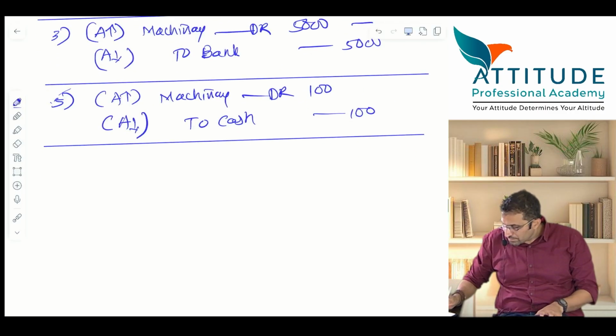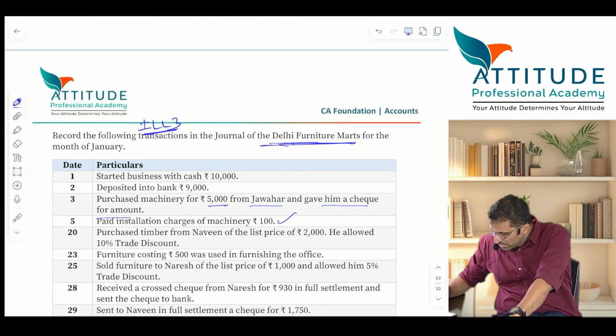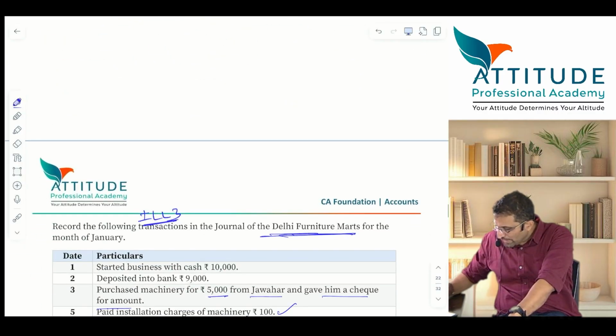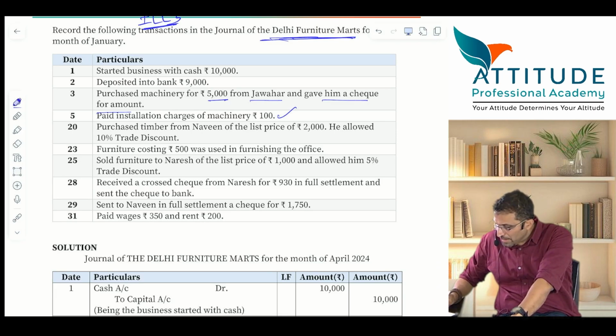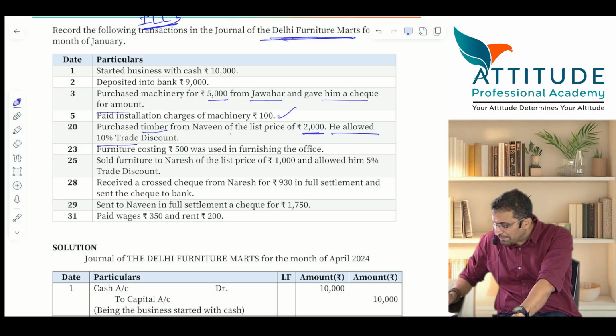Next. Not the 6th. The date is 20th. Okay, 20th. Tell me. Purchased timber. Timber means wood, lakdi. Is that clear? Purchased timber from Naveen of a list price 2,000. He allowed 10% trade discount.